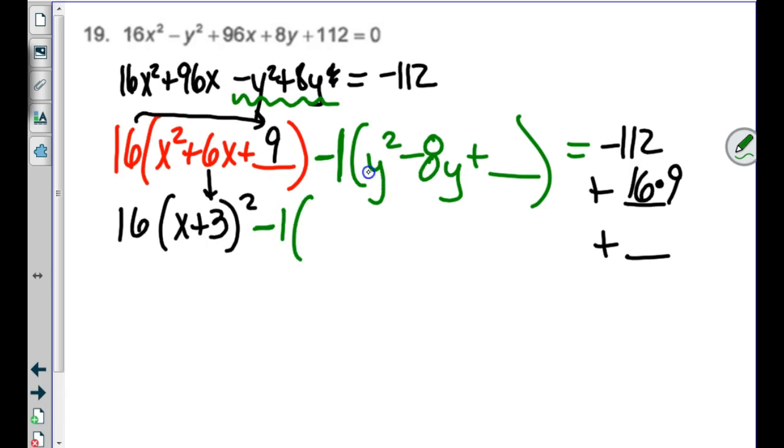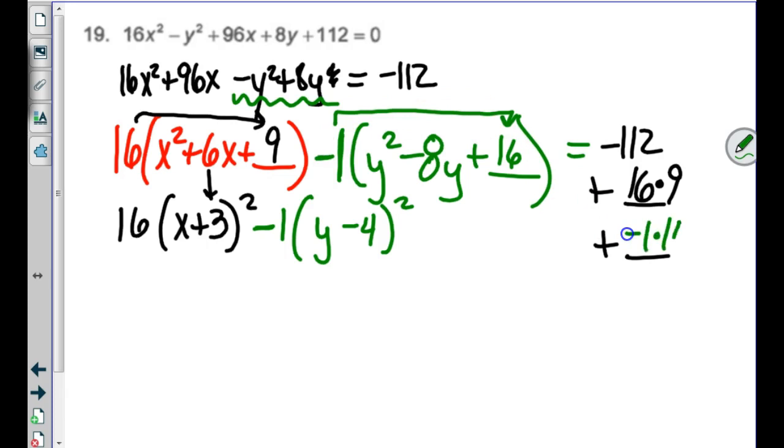Minus 1. Half of minus 8 is minus 4. Squared is 16. But negative. Yes, I actually put a negative because of this negative 1 times 16. I'm actually doing a negative 16 over there. Okay, so someone help me. Negative 112 plus 16 times 9 minus 1 times 16. It is just 16. Okay.